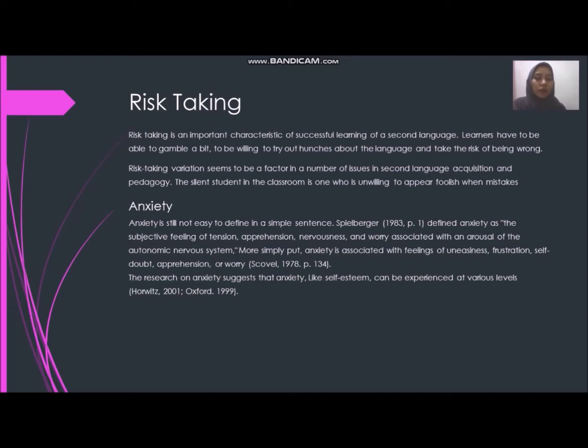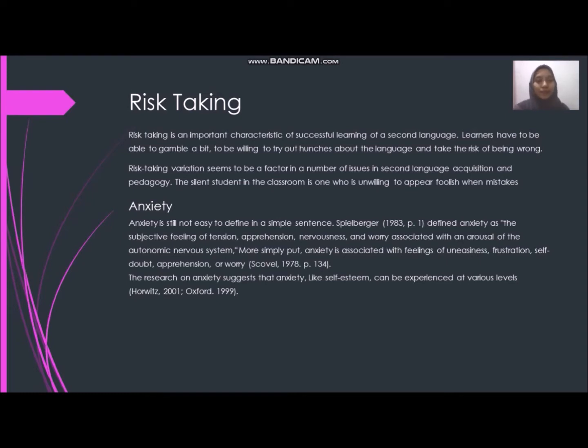As we learned in the case of self-esteem, it is important in a classroom for a teacher to try to determine whether a student's anxiety stems from a more global trait or whether it comes from a particular situation.